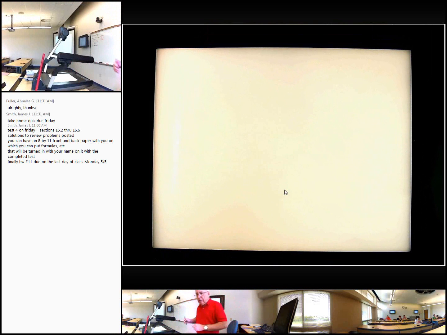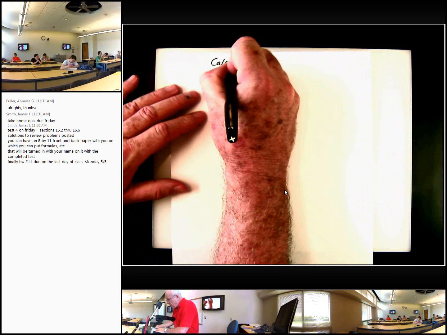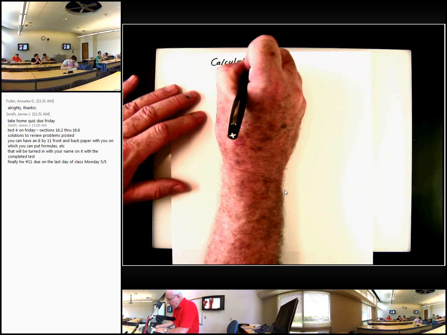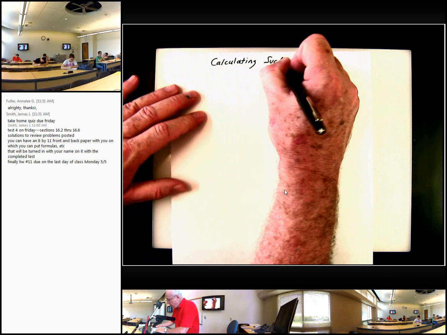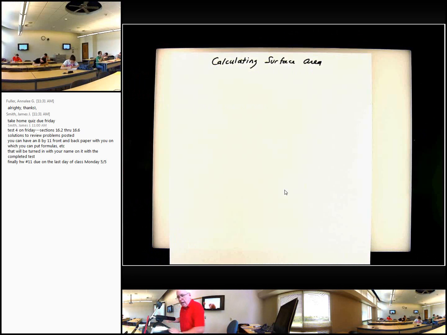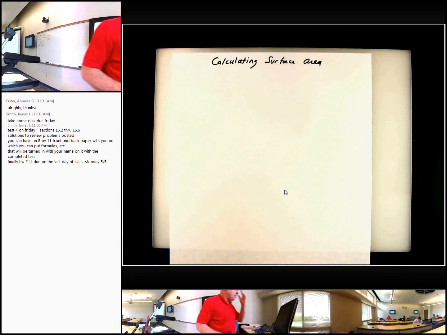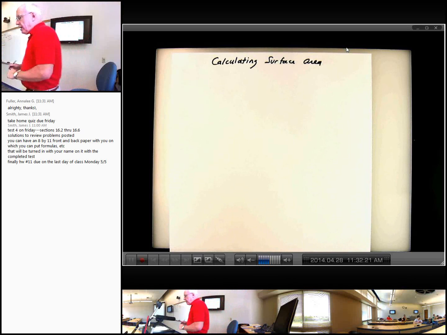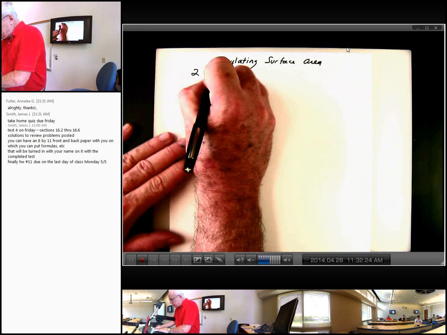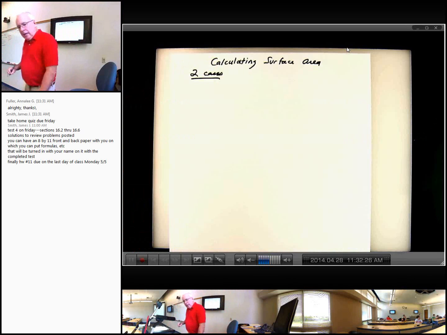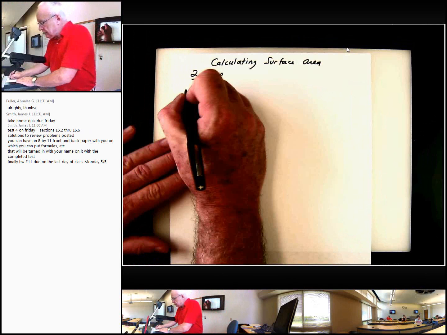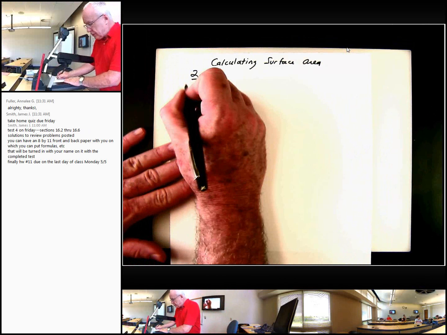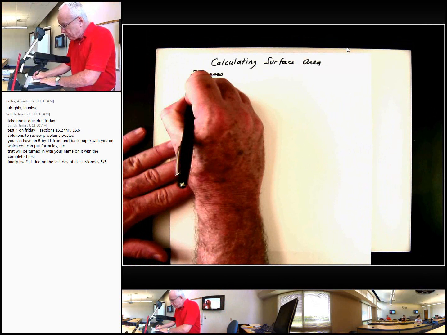Then the other thing in this section has to do with calculating surface area. And actually, we have two cases that we're going to look at here. I don't know, we'll see how far we get with this because it's Monday. Here's the first case.